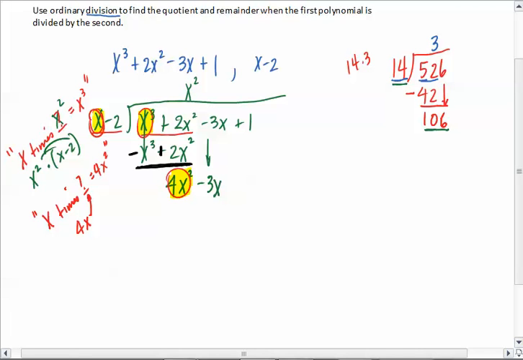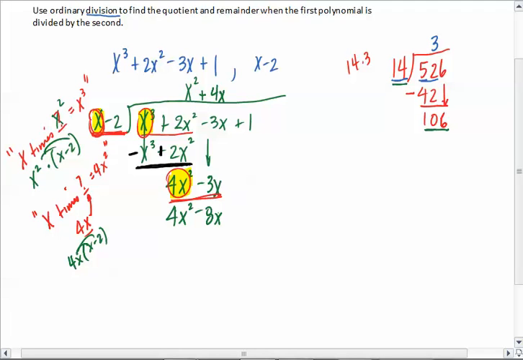All right, so this is us asking, how is this going to fit into this? So the answer is 4x, and I'm going to put it right up here. What kind of 4x? Positive, so we make it plus. So here we go. Let's multiply the 4x times the x minus 2. Use the distributive, and we get 4x squared minus 8x.